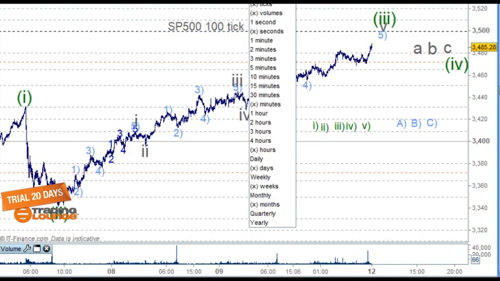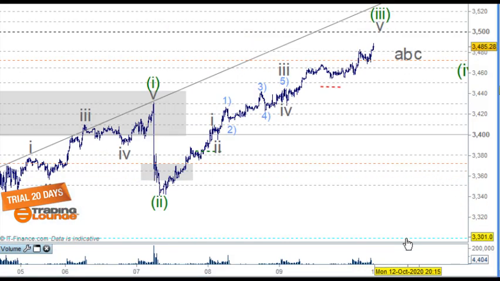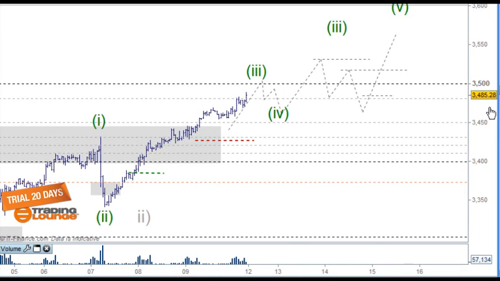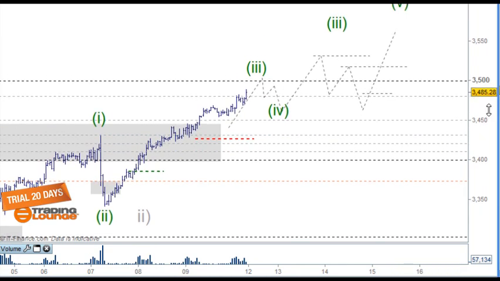Yeah. Just take this back to the 15-minute chart. Just don't need to go there. Let's go back to the hourly chart. Just recap a little bit here. So I can count 5 waves in this sequence here, right?